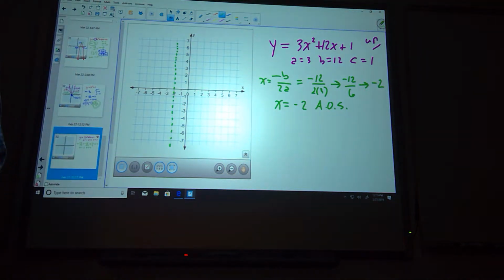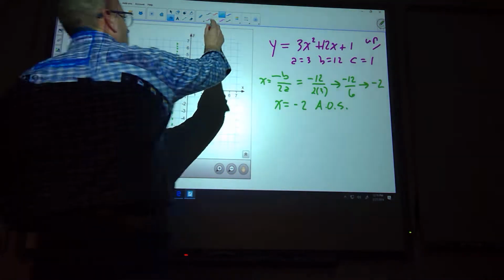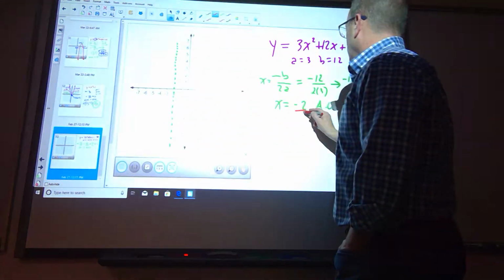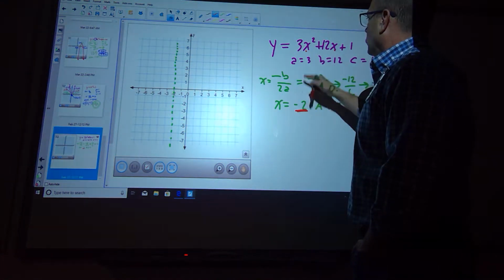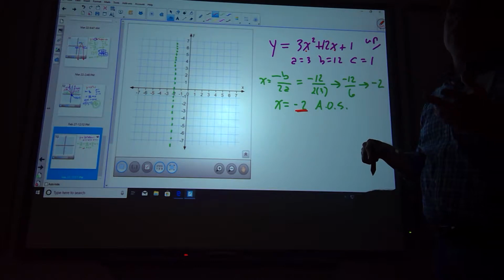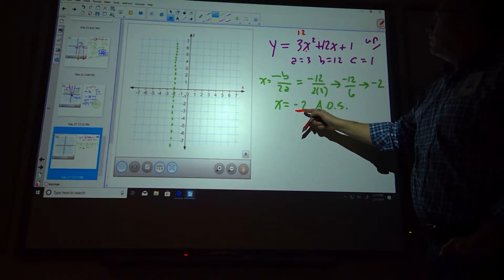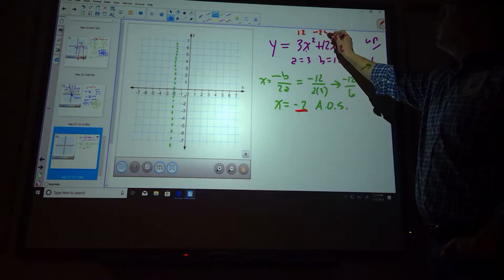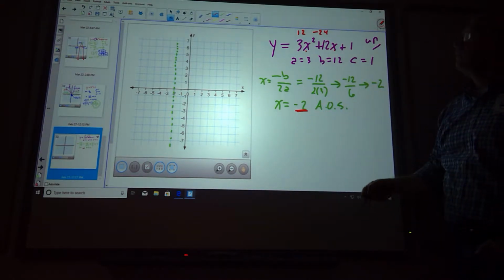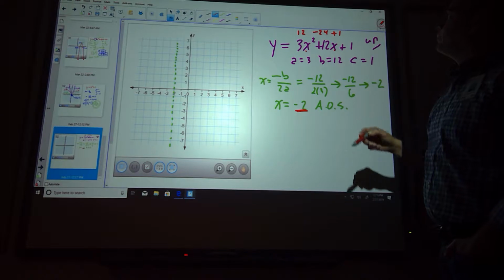You okay with that? Yeah. And are you okay getting the rest of the vertex? So I'm going to take this negative 2 and plug it in here and here. Negative 2 squared is negative 2 times negative 2, which is 4. 4 times 3 is 12. Minus 24, the reason it's minus 24 is 12 times negative 2 is negative 24, plus 1.